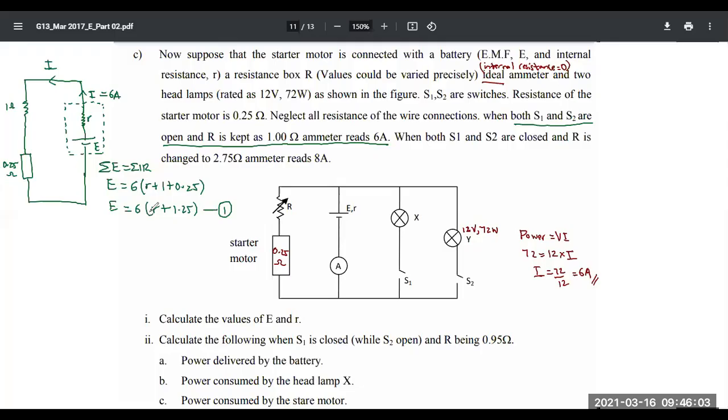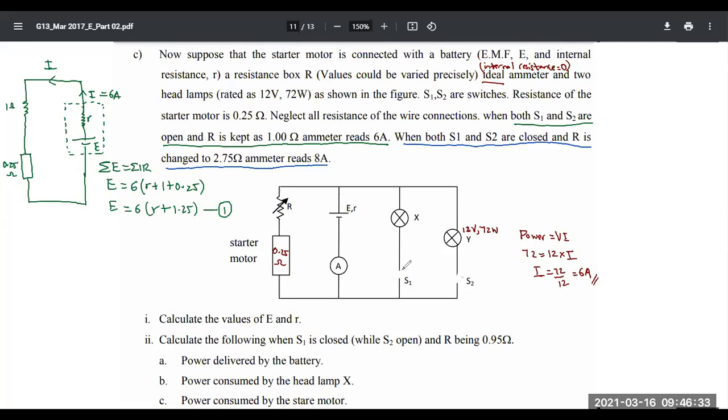Okay. Then let's consider the next part. I'll use the blue color. When both S1 and S2 are closed and R is changed to 2.75 ohm, ammeter reads 8 ampere. Now the circuit is a little complicated. I will use this diagram for that. When you do the question, in your answer sheet, it's better to draw the diagram. Then only you will have less confusion. So for that blue color part, I will use this diagram itself.